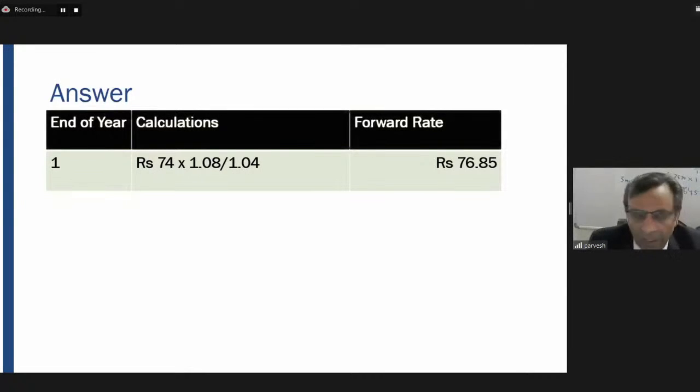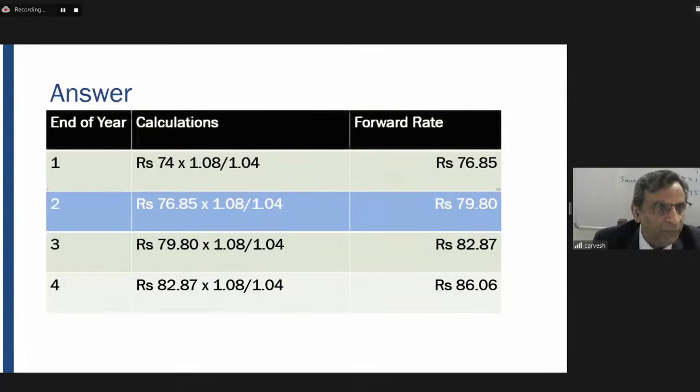76.85. And similarly, if you want to do it for 2 years, 3 years, and 4 years, we'll keep doing it, or we can just simply say 1.08 raised to power 4 divided by 1.04 raised to power 4 to calculate the 4th year rate. So the forward rate will be 86.06.